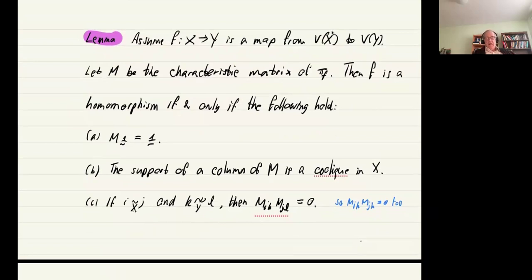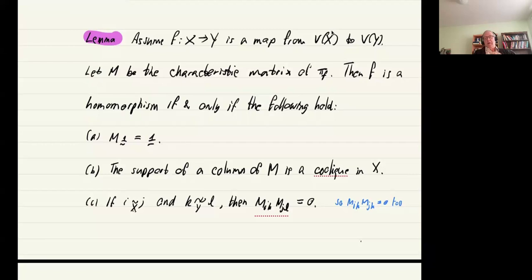Now there's another way of doing it, which we'll also do, but this is showing how we can, in a certain sense, build up quantum homomorphisms from classical homomorphisms. And okay, leave it at that for the moment. So we're assuming we've got a map from the vertex set of X to the vertex set of Y, and the characteristic matrix of the partition is M. Then the claim is that F is a homomorphism if and only if the following conditions hold. Well, the columns have to sum to 1. I mean, each vertex of X gets mapped to a single vertex of Y.